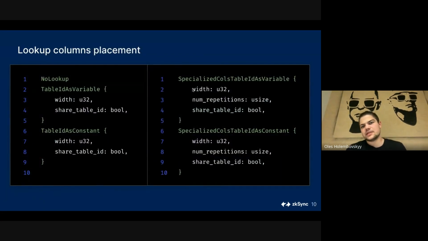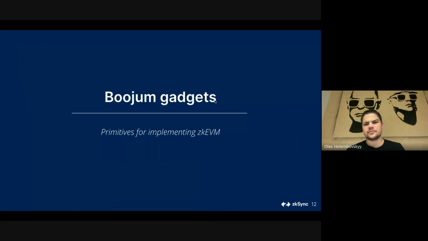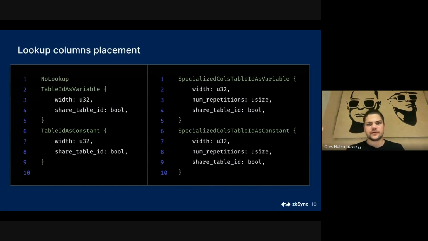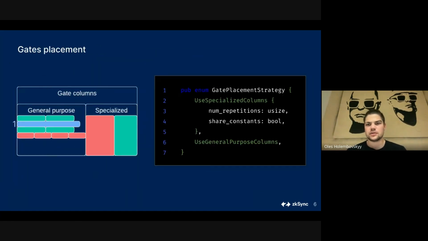And in this case you will have widths. How many? Oh, no, number of repetitions, sorry. So how many repetitions do you want? It's quite similar to what we have here, the number of repetitions of specialized columns when we use gates. Just the number of repetitions. And share constants is quite similar to shared table ID.